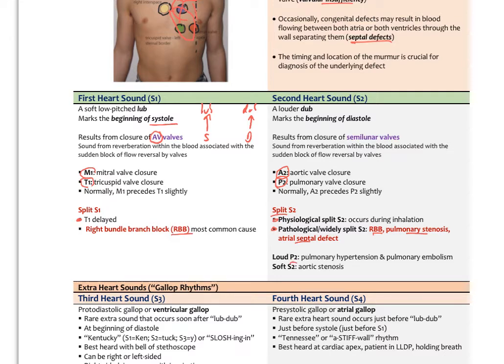A very loud P2 could indicate pulmonary hypertension, so increased blood pressure in the pulmonary tree, or even a pulmonary embolism. And a soft S2 could indicate aortic stenosis. So those are all different things we can listen to with the heart sounds.